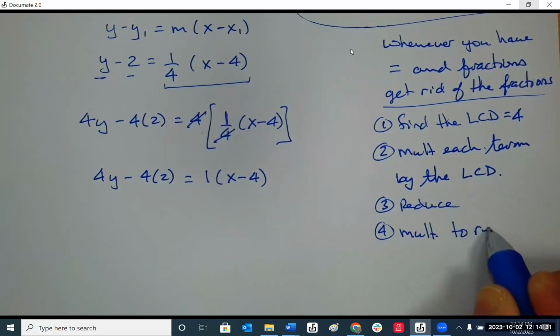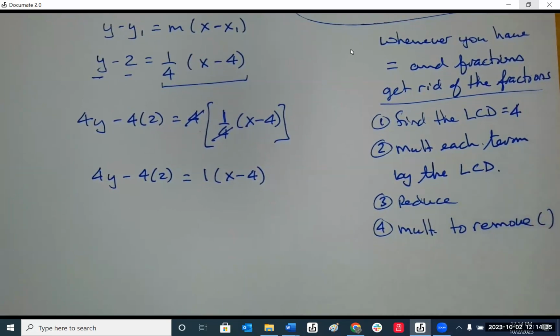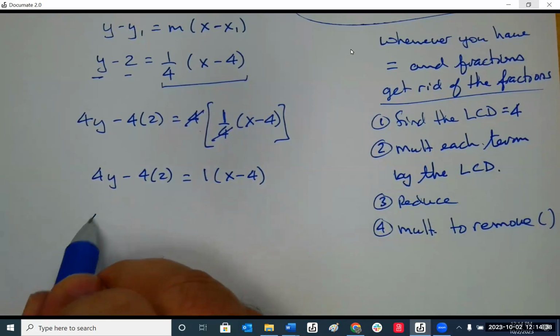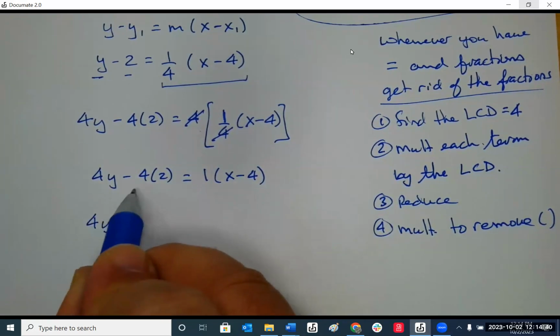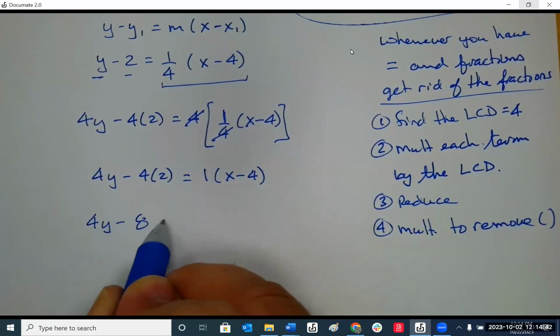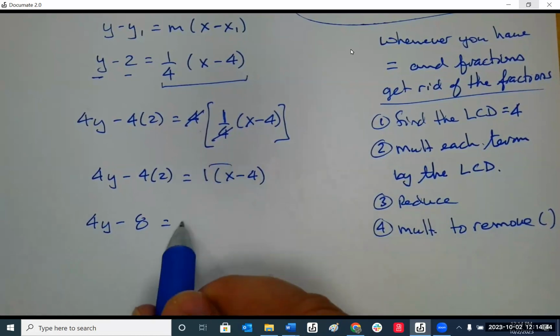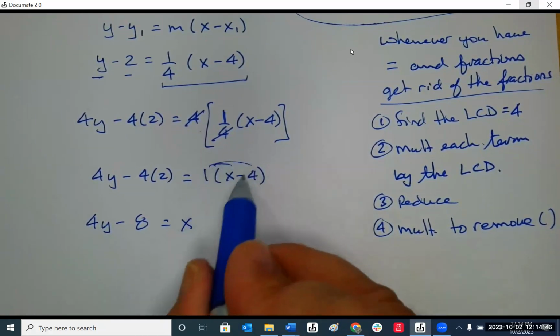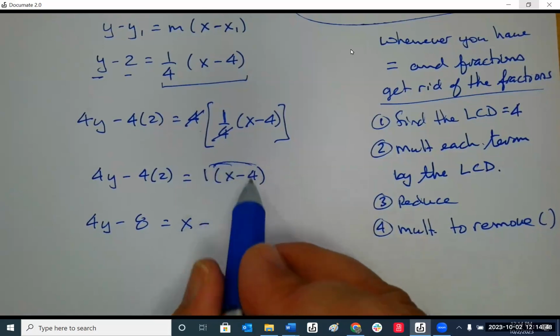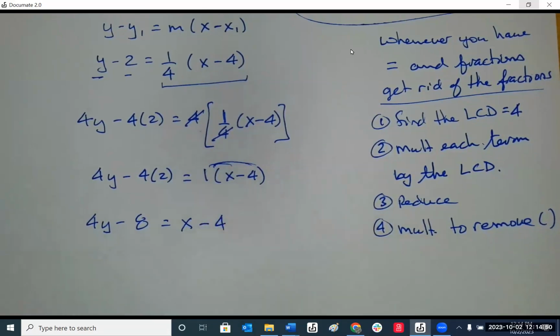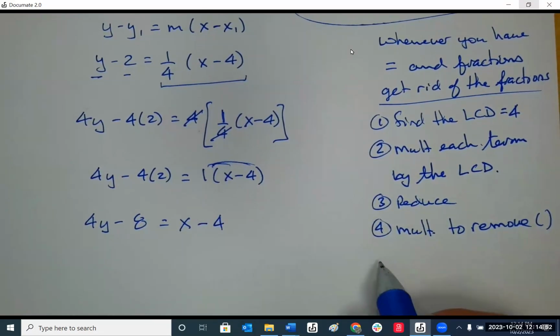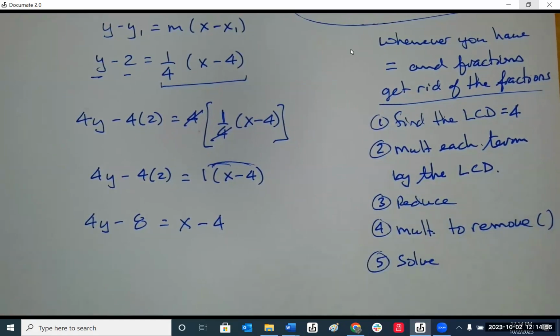Multiply to remove parentheses. 4 times 2 is 8. 1 times x is x. Positive, negative, it's negative. And then solve.